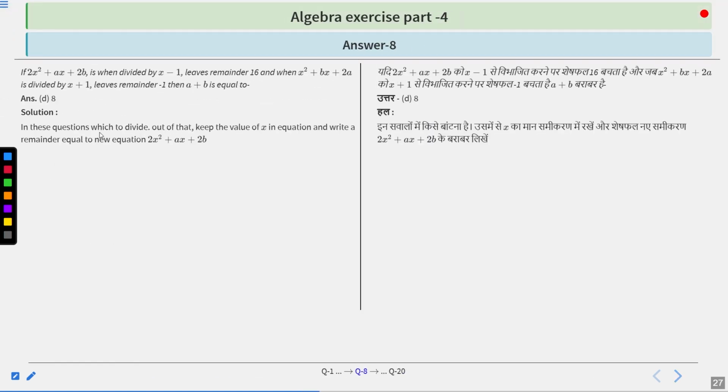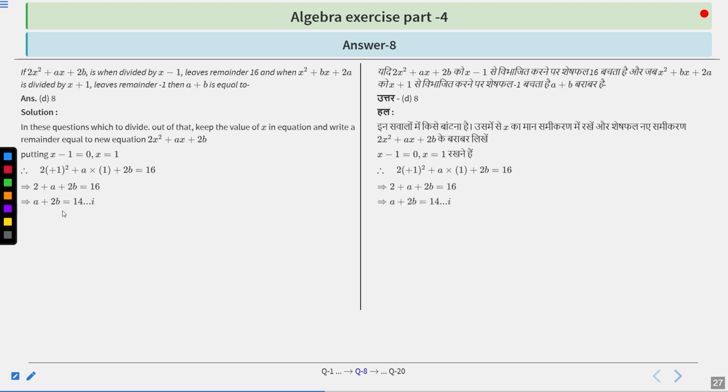Now, in these questions, whichever expression we divide by, we put the value of x from it in the equation and equate to the remainder. Here the equation is 2x square plus ax plus 2b. So putting x minus 1 equal to 0, x is equal to 1. Therefore, putting the value of 1 in the equation, we get 2 into 1 square plus a into 1 plus 2b equal to 16, because the remainder that was left was 16. Therefore, 2 plus a plus 2b is equal to 16, and a plus 2b is equal to 16 minus 2, that is 14. That is our equation 1.